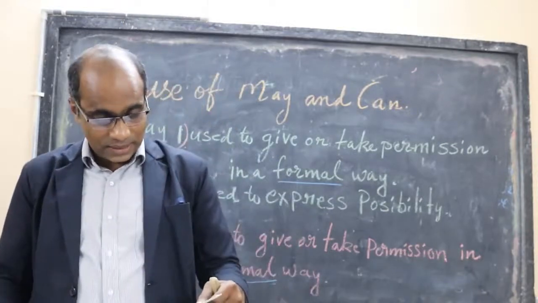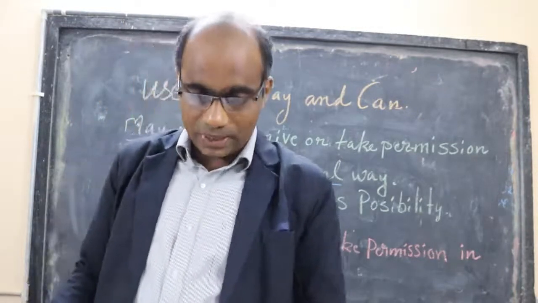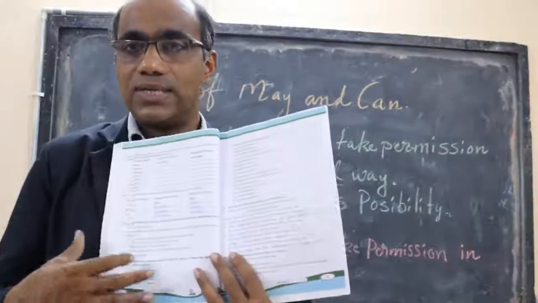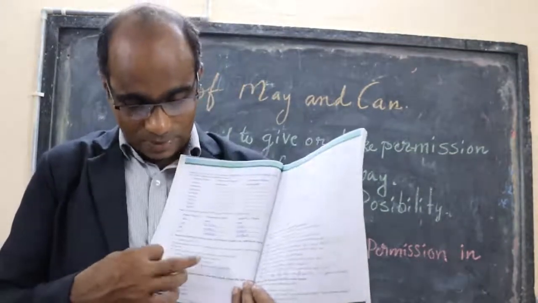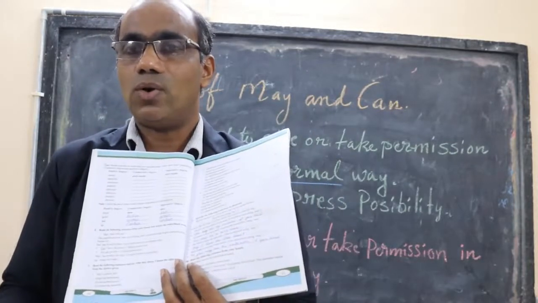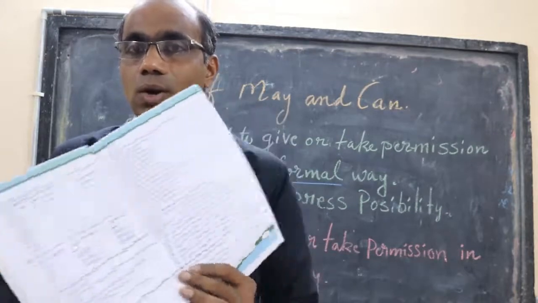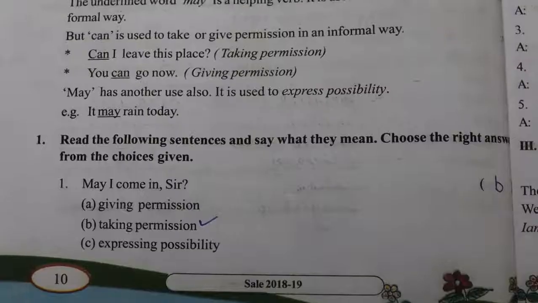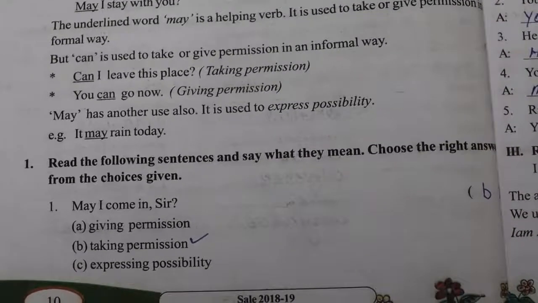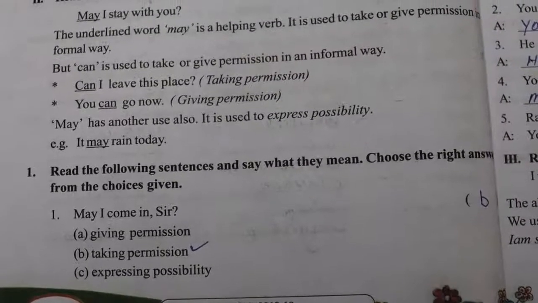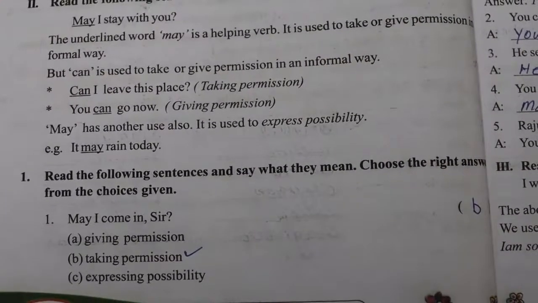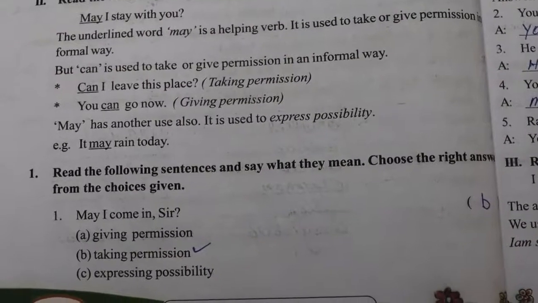Now let us come back to the exercises here. Please look at the book, page number 10, according to my book. I hope that you have the same page here, and we have the exercise given here. Now, we are going to do that very fast. Look at the first exercise there. May I come in, sir? So the answer is B, taking permission.